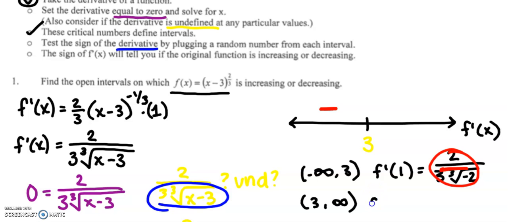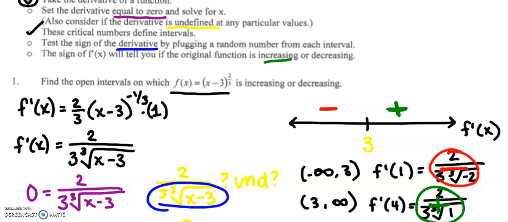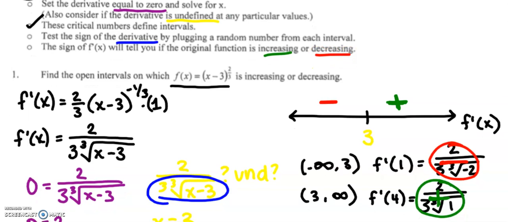Well, then I'm going to pick a number between 3 and infinity. I'm going to choose 4. Well, this time 4 minus 3 is going to be 1. This whole number, well, it's not a whole number. That's a math joke. This number comes back positive, which means any number between 3 and infinity would come back positive. So it says the sign of f prime will tell you if the original function is increasing or decreasing.